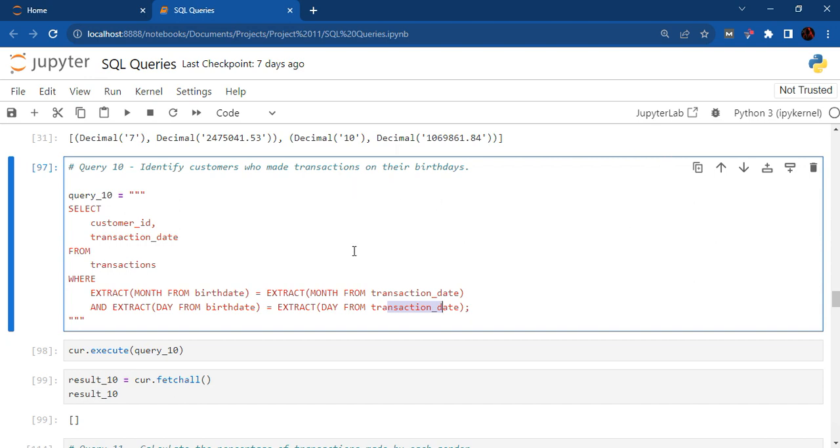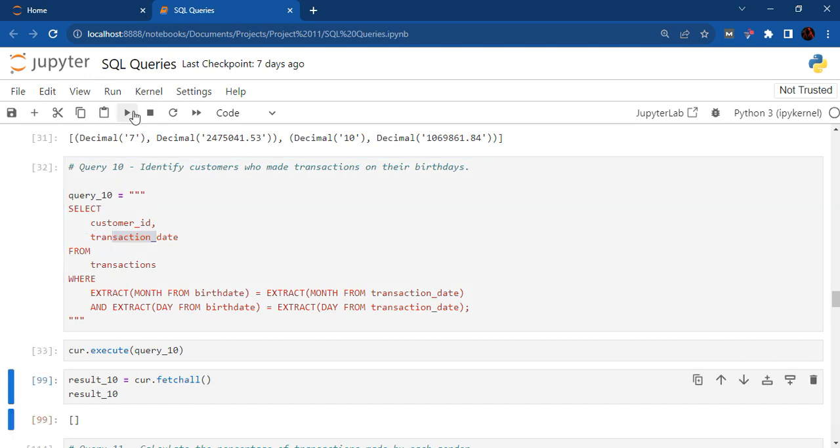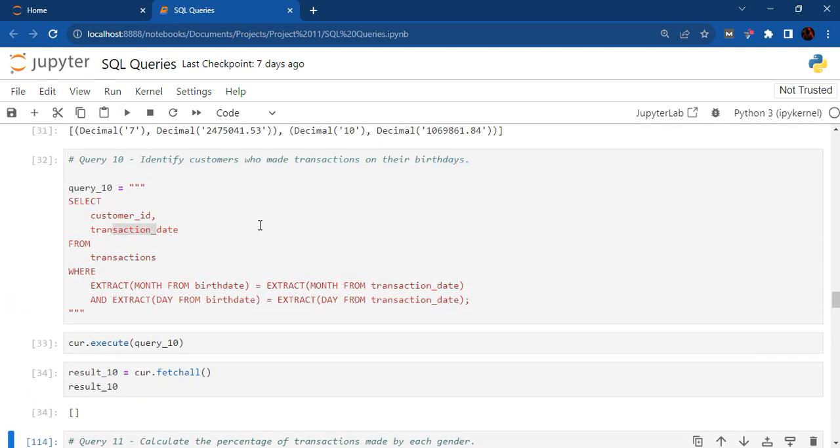You see, in this situation the person has satisfied these two conditions, the first one and the second one, so the customer ID will be listed, and the transaction date he or she made the transaction. Okay, let me run that. We also have an empty result because nobody made a transaction on their birthday.